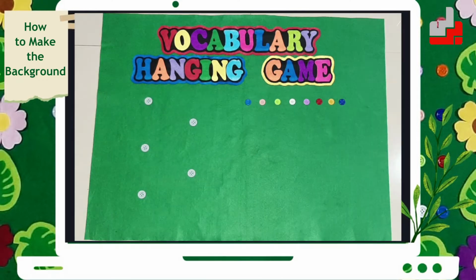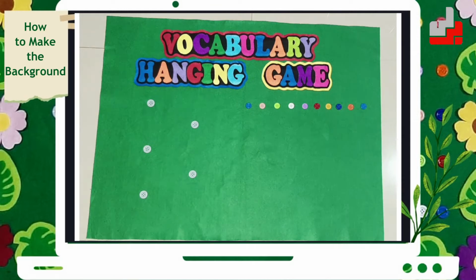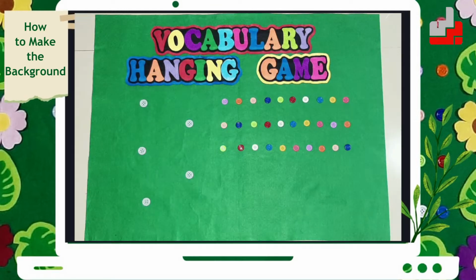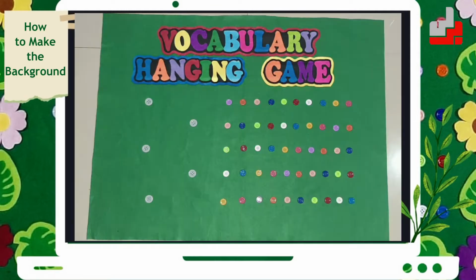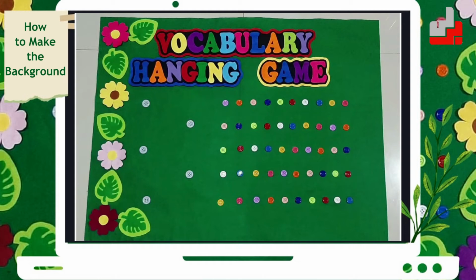Here, I use 5 big buttons and 10 small buttons for each row. After all the buttons are stuck, we can decorate it with flannel decoration as you like. And here I use flowers and leaf shapes.